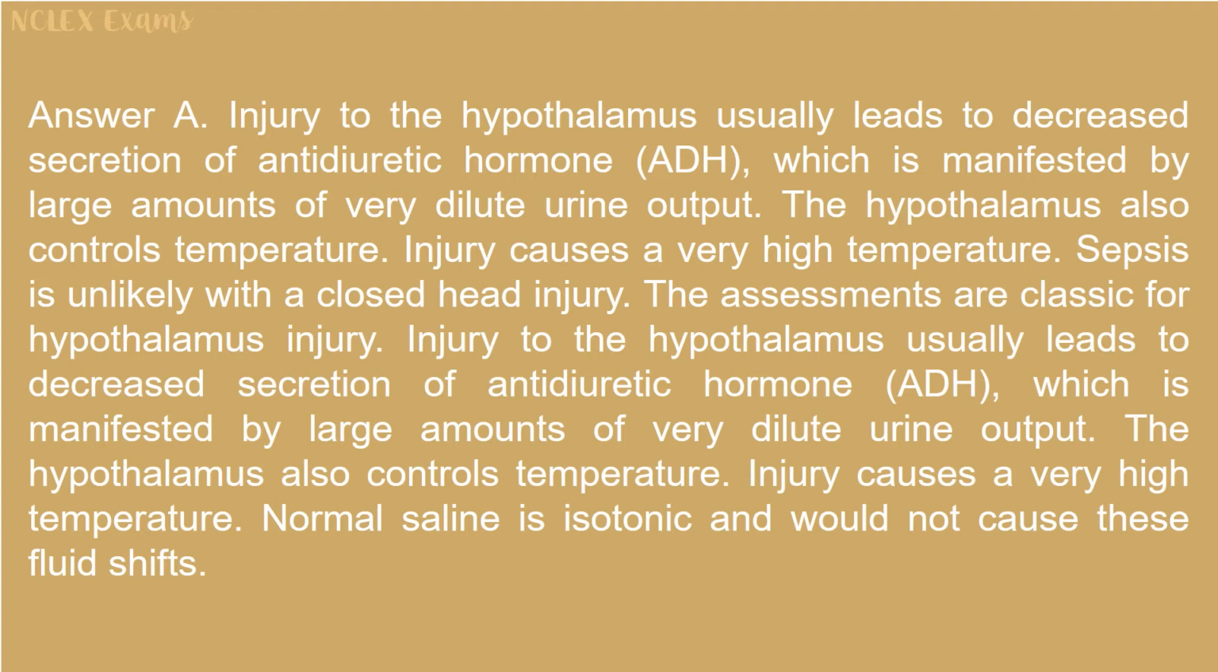Injury to the hypothalamus usually leads to decreased secretion of antidiuretic hormone, ADH, which is manifested by large amounts of very dilute urine output. The hypothalamus also controls temperature. Injury causes a very high temperature. Normal saline is isotonic and would not cause these fluid shifts.